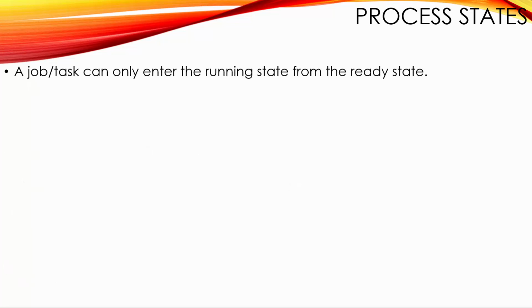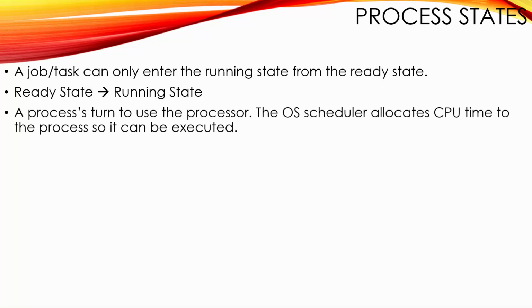All right, so a job or task can only enter the running state from the ready state. So if it's in the ready state, it can go to the running state. That's the only state it can go to. Now, a process's turn to use the processor, that's what we mean when we say it's in the running state. The operating system scheduler allocates CPU time to the process so it can be executed. And remember, a process is a program that's currently in the state of running.